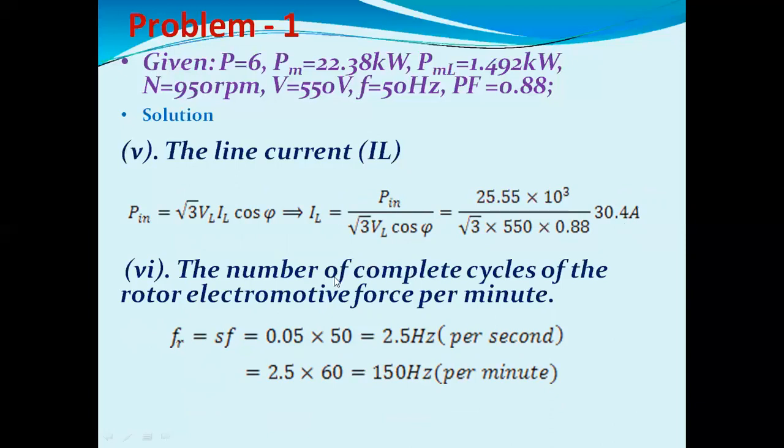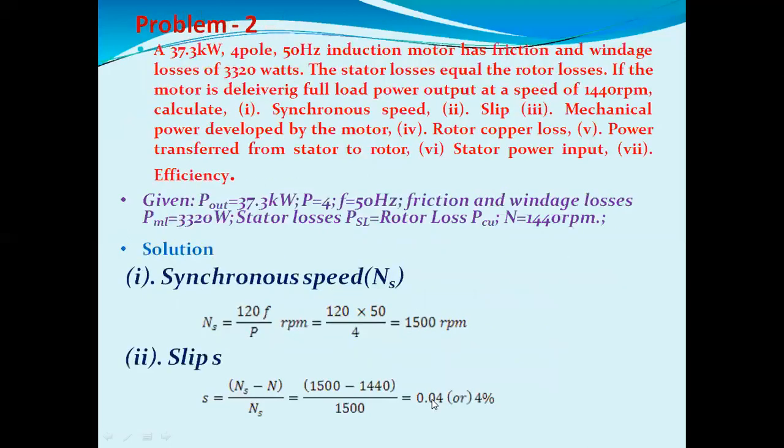The number of complete cycles of the rotor electromotive force per minute, that is Fr, equals S into Fs. The S value is 0.05 into 50, that is 2.5 hertz per second, and for 60 seconds it will be 2.5 into 60, that is 150 cycles per minute.